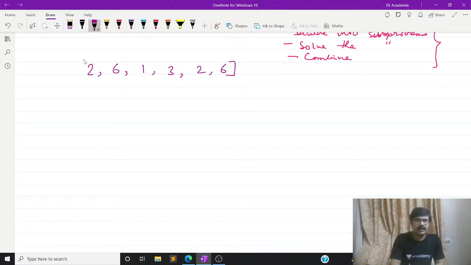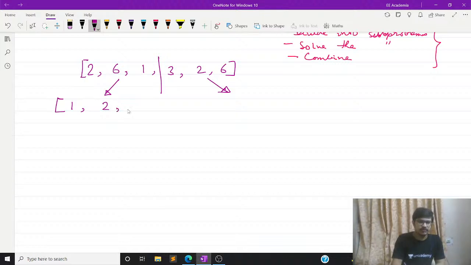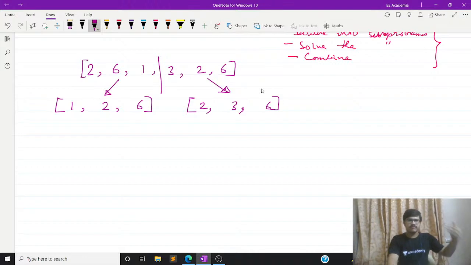Suppose you are given an array like this. What you will do in merge sort, you divide the array into halves and you solve them. Let's say you have already solved the problem. Let's say you have sorted this array already, using the standard procedure of merge sort. So you call the merge sort recursively, you merge them, and now you are at this position: 1, 2, 6 and 2, 3, 6. The left half and the right half.